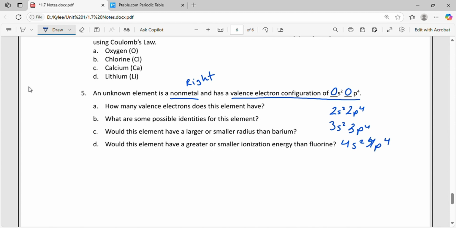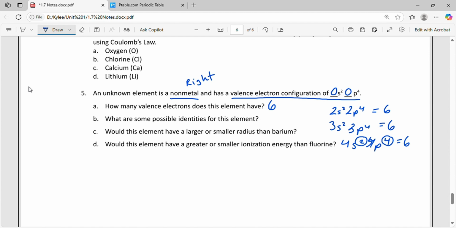Now, the thing is, though, that they all end in s2p4. And because this is the ending, that tells me that these would all be the valence electron levels. So as far as valence electrons, all of these are going to have 6 valence electrons, because we look at the highest energy level and you have to count both the s and the p. So on part A, when it asks for valence electrons, I can say that that is 6.